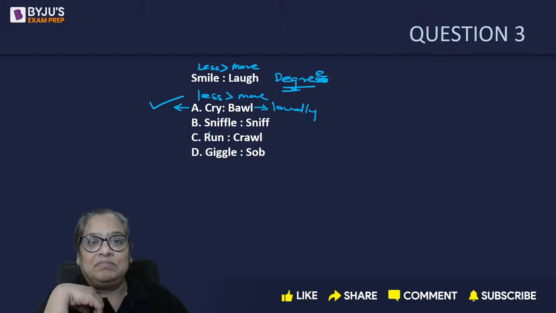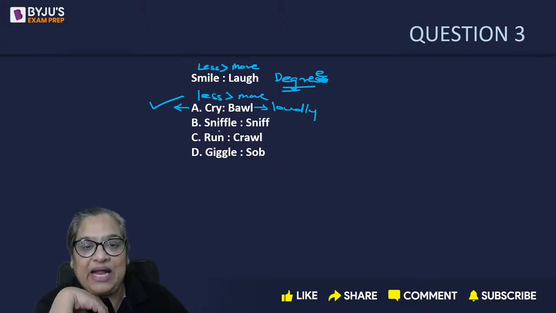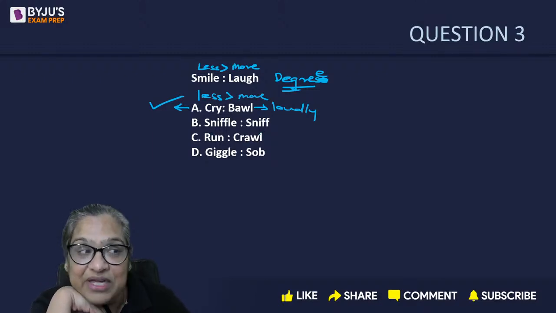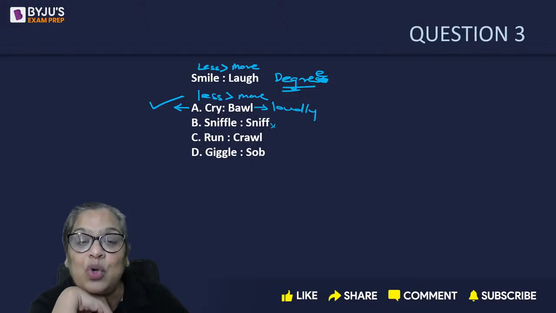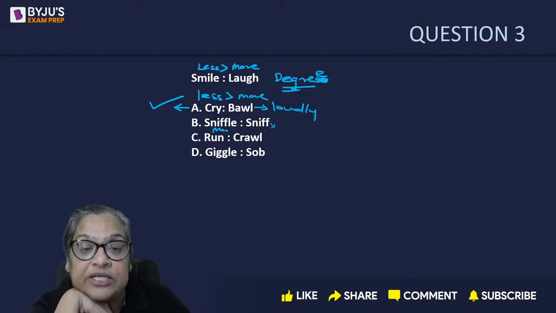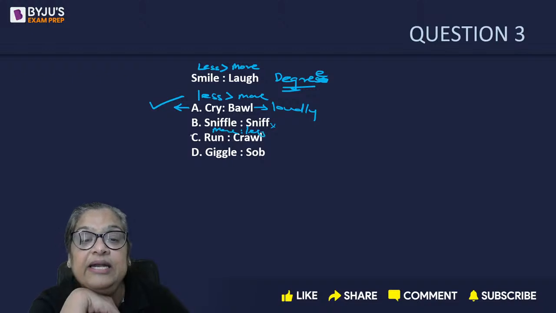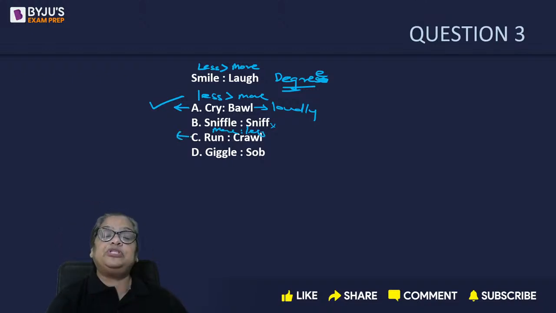Sniffle. When you cry and you keep doing that, that is sniffling. Sniff is to smell something. Similar action, but that sound is not that much. Run is to crawl. Now this is more is to less. This is also related in degree, but it is related in the opposite way.